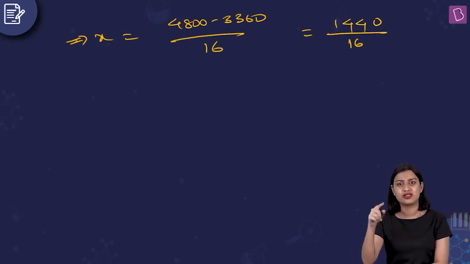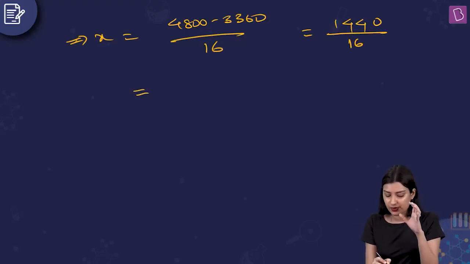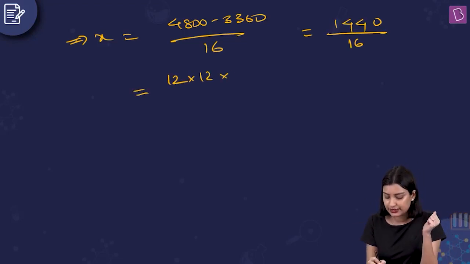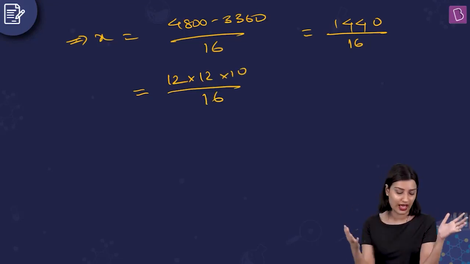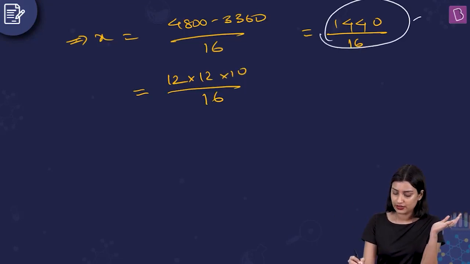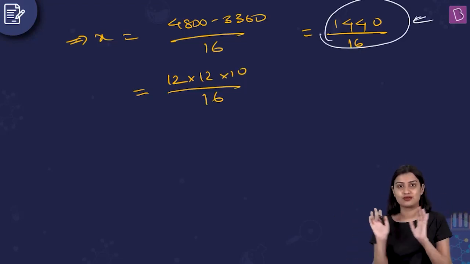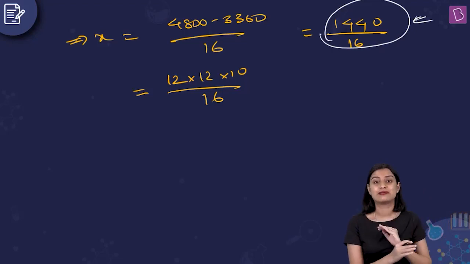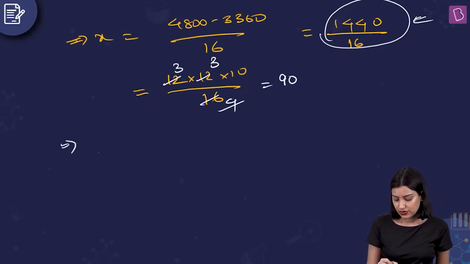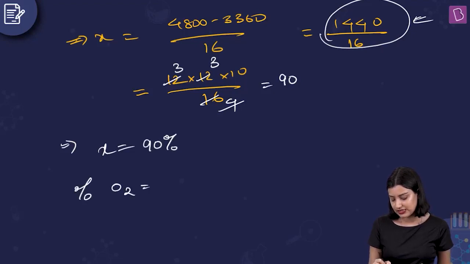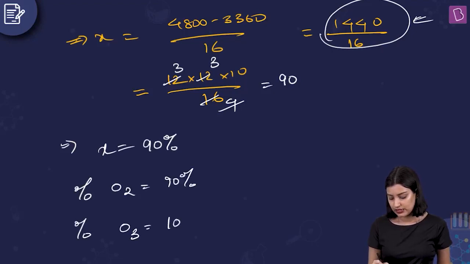Cool. So 144 is nothing but 12 square. So 12 square means 12 into 12 into 10 divided by 16. Of course, you could have gone ahead and just cancelled things out right here. But I'm a fan of simple numbers and I am going to calculate it in the simplest possible way. This is going to be 4, 3 and 3. So this is going to be 90, which means your X is 90%, or your percentage of oxygen is 90% and percentage of ozone is 10%.